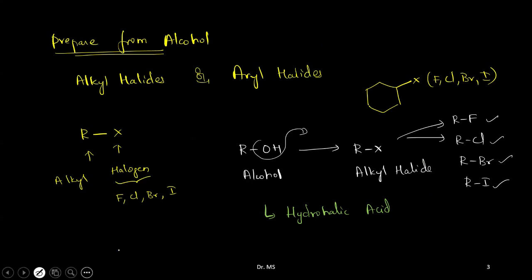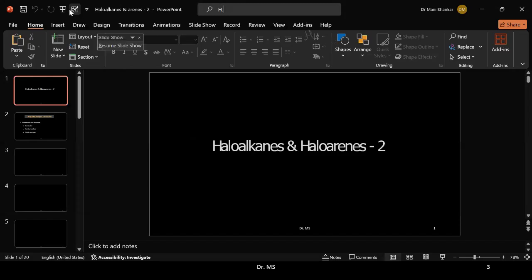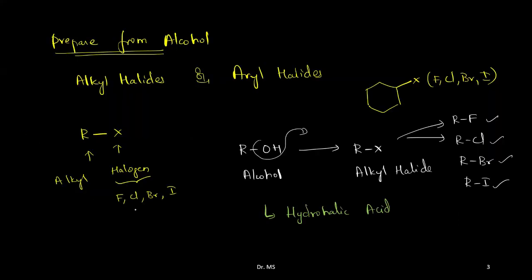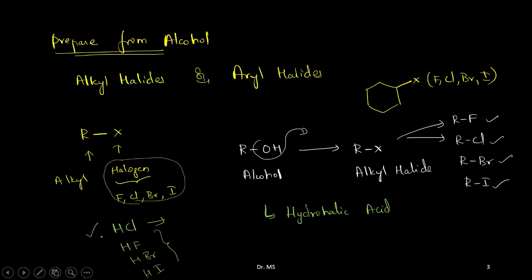So just remember, halogens means fluorine, chlorine, bromine, iodine. Here itself I wrote. Those attached to hydrogen make a hydrohalic acid. So it can be HCl, hydrochloric acid, HF, or HBr, hydrogen bromide, or HI, hydrogen iodide. These are the different hydrohalic acids. These are all acids. In that, HCl we know is one of the strongest acids.